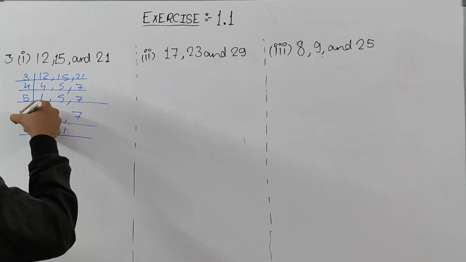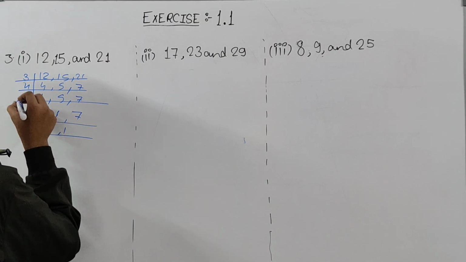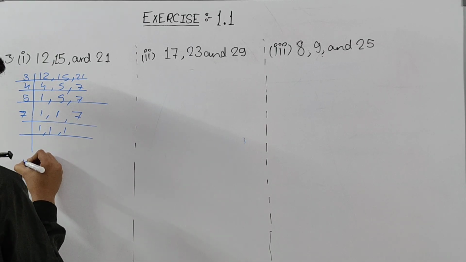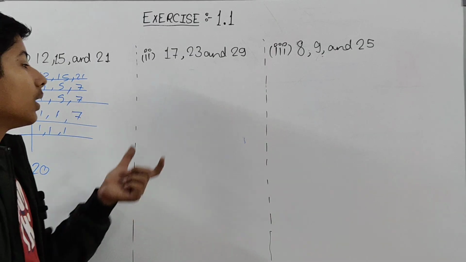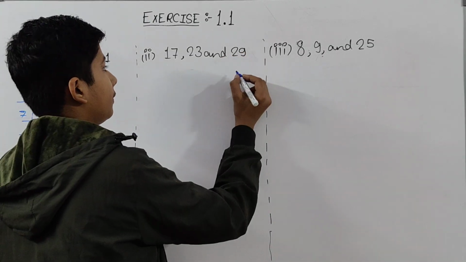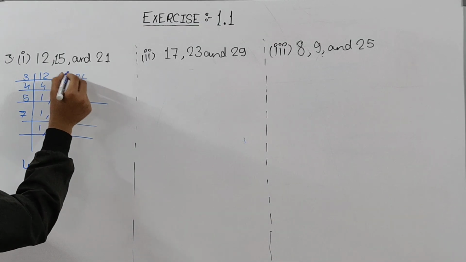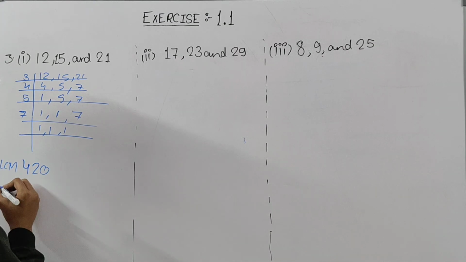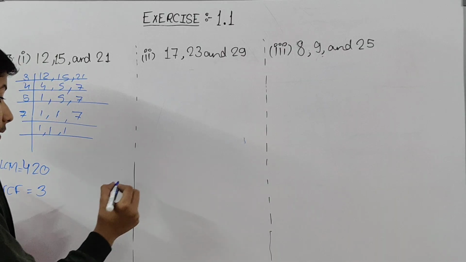So when we multiply these, we get the LCM. 3 into 4 into 5 into 7. 7 fives are 35. 35 fours are 140, into 3, which will be 420. Again the same answer. Now here we have to find HCF also. So 3 is dividing all. So HCF will be 3.